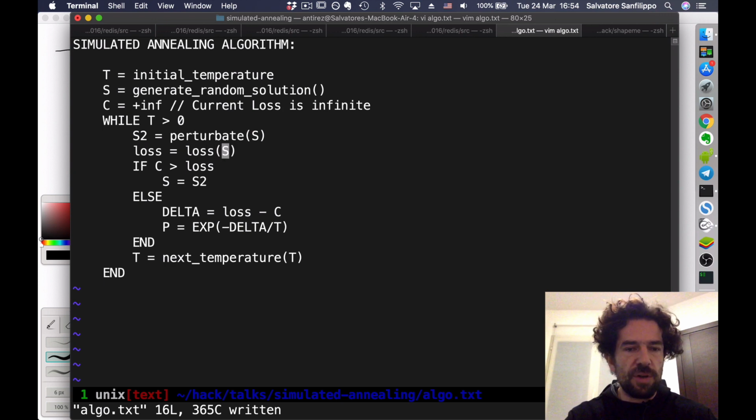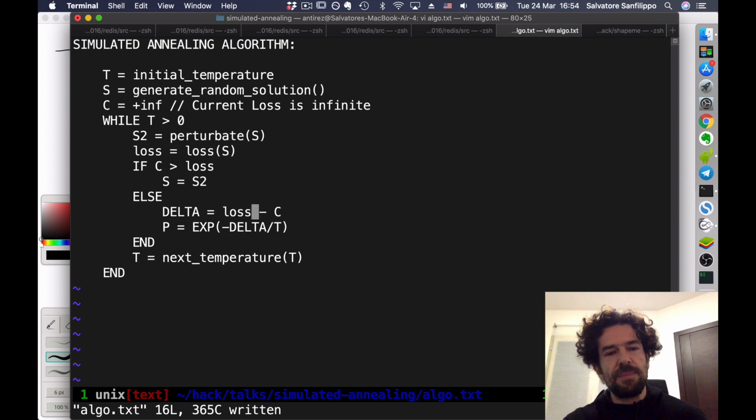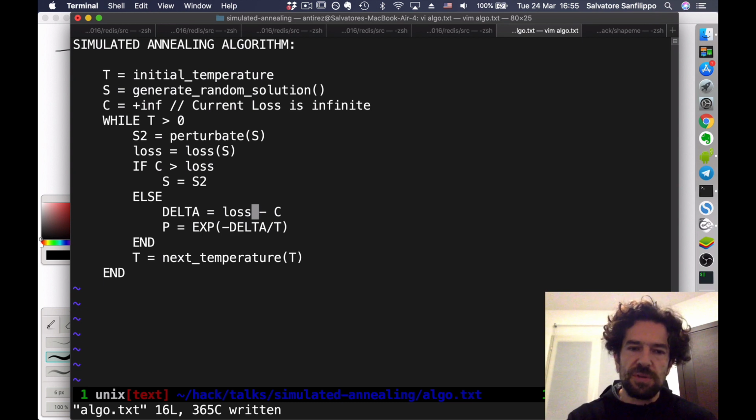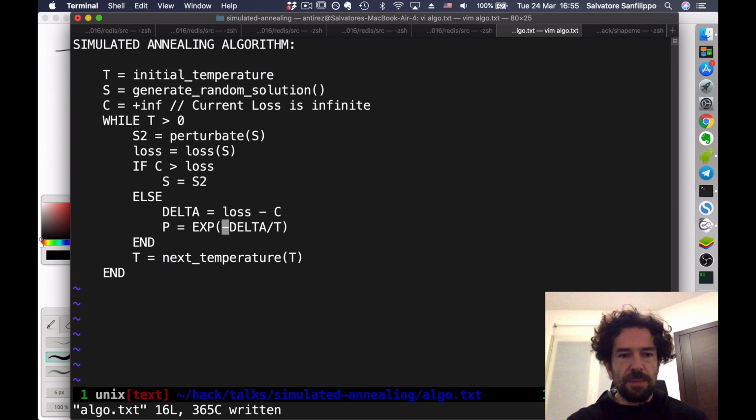Then we calculate this loss function. Loss is the loss function of S, the current solution. I mean, if the past solution, which is the current loss, is greater than the loss of the perturbated solution, I accept the new solution because it's better than the past one. Otherwise, I calculate this delta, which is the difference between how much worse the perturbated solution is compared to my previous solution, and then calculate the probability P of accepting a new solution.